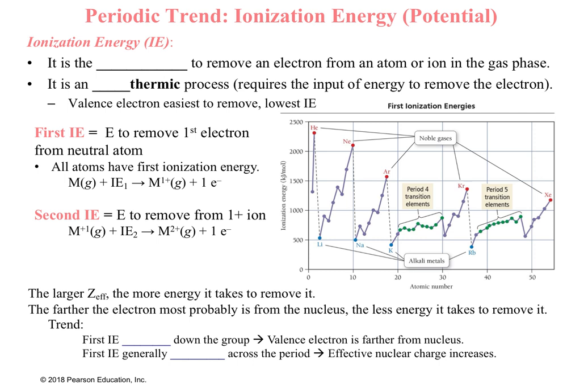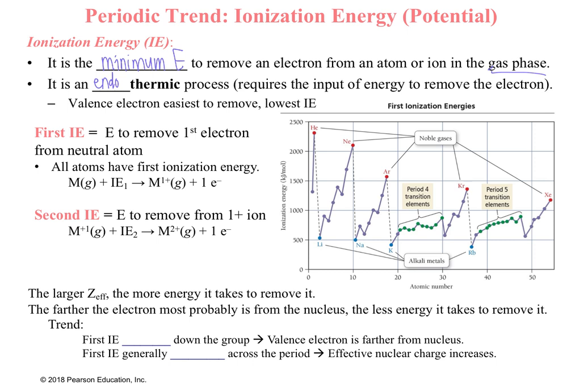Another trend that is affected by effective nuclear charge is ionization energy. Ionization energy is the minimum energy it takes to remove an electron from an atom. Specifically, this is defined in the gas phase. It's always an endothermic reaction. You have to put energy into it to get enough energy to remove it. It won't just spontaneously get removed.